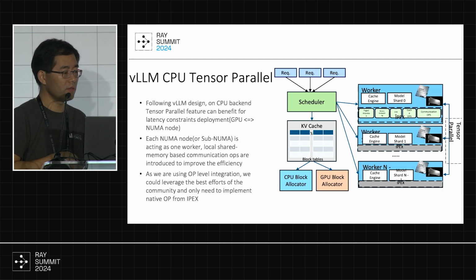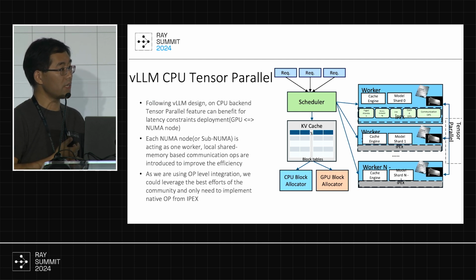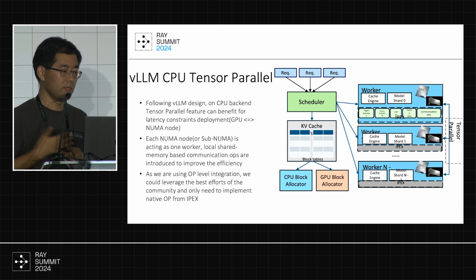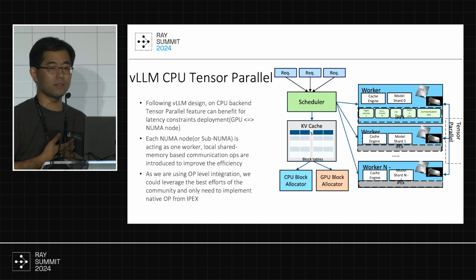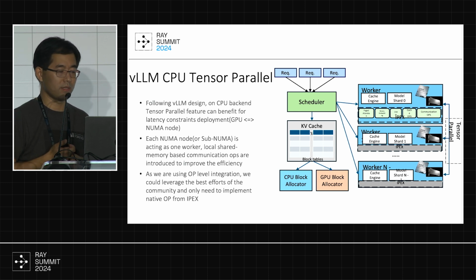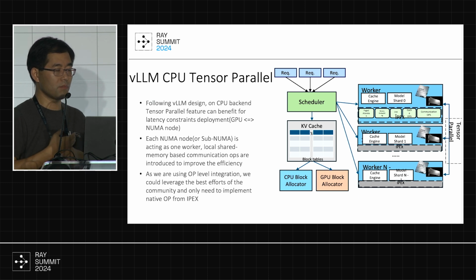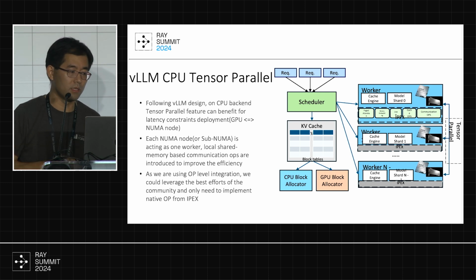Following the vLLM design on the CPU backend, as I said, tensor parallelization can benefit latency-constrained deployments. We need to deal with the NUMA topology. Conceptually, you can consider one NUMA domain like one GPU card, and then you need to handle the model sharding properly. You do model sharding on a multi-GPU setup, and you do a similar thing on a multi-NUMA setup on the CPU system.